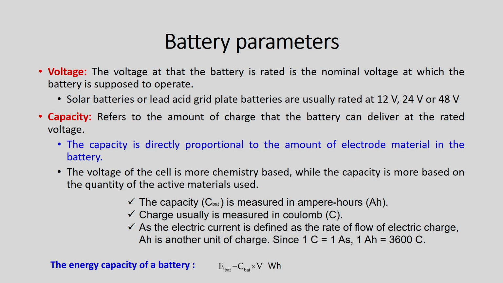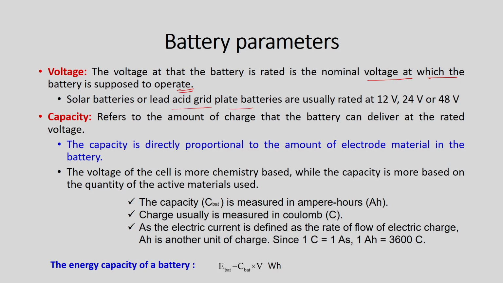So, let us learn some very important aspects of batteries. These are called battery parameters. So, voltage capacity, then energy capacity of the battery, then SOC, and then depth of discharge, all those parameters. So, start with voltage. The voltage at which the battery is rated is the nominal voltage at which the battery is supposed to operate.